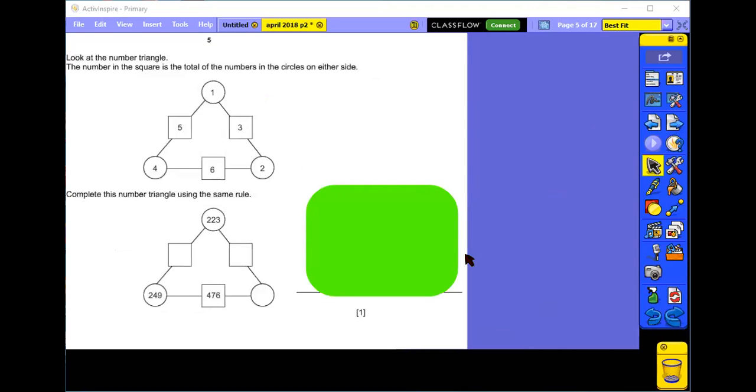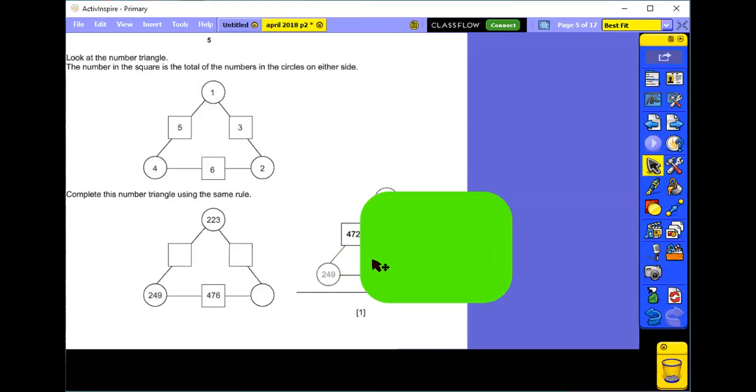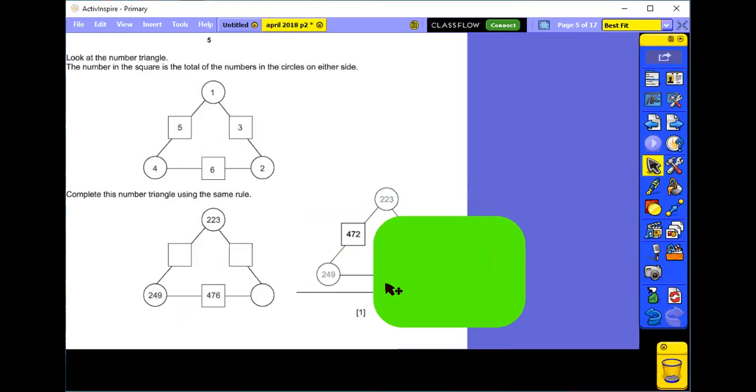Here in this question, guys, you need to notice very well in this triangle. He's telling you that the square is the total number of the circles, and he's giving you the answer. So simply you add 1 and 2 to get 3. What will I do to get the answer here? Can you tell me what the answer will be for this box? Okay, so week 1, what will this box represent? Let's see if you're right or wrong. Yes, it represents 472. Good job. So simply I add 223 plus 249, and the answer will be 472.